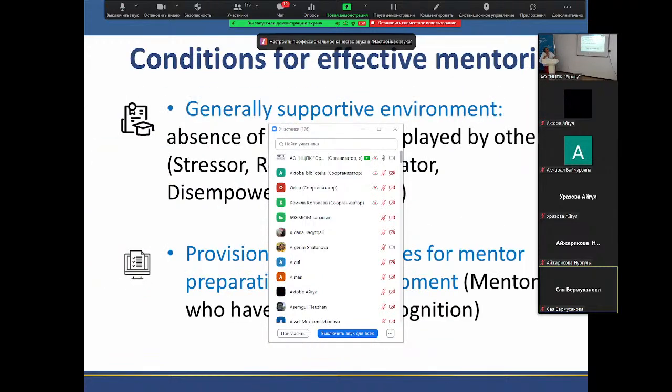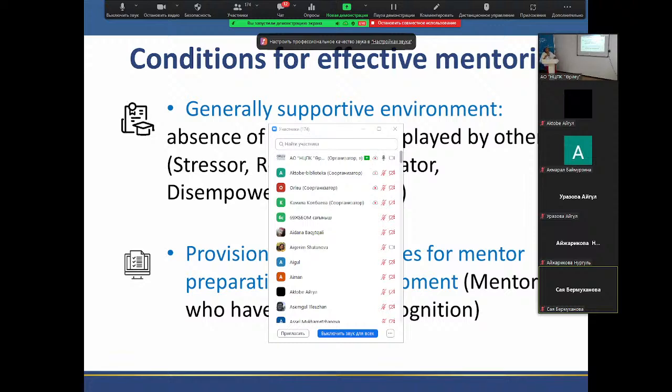No. So, of course, we need some conditions for effective mentoring. A general supportive environment that is absent of negative roles played by others. At our schools, we have so many stressors, restrictors, and many people who make our teaching life so challenging.